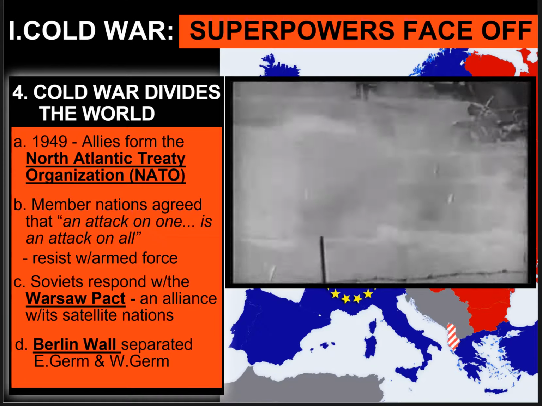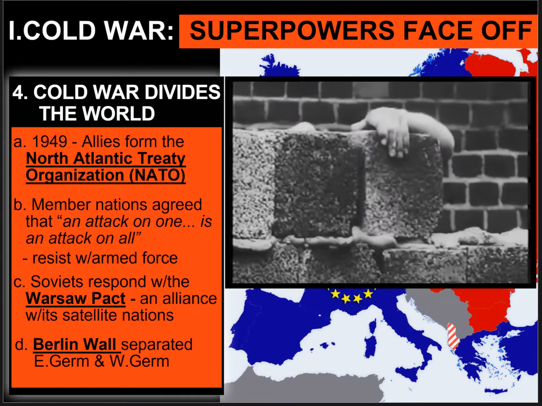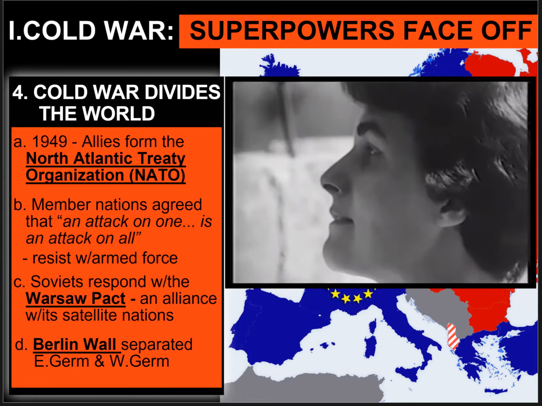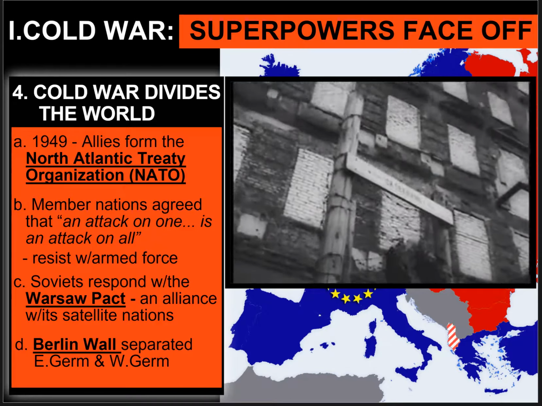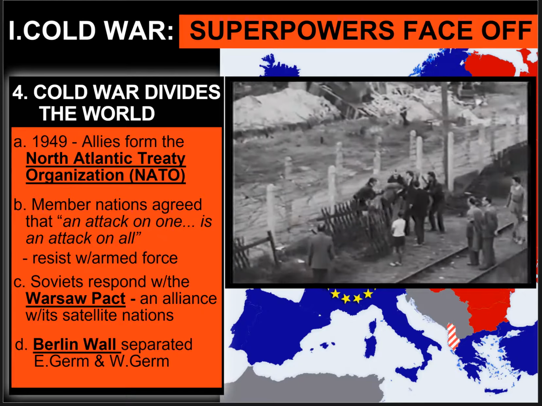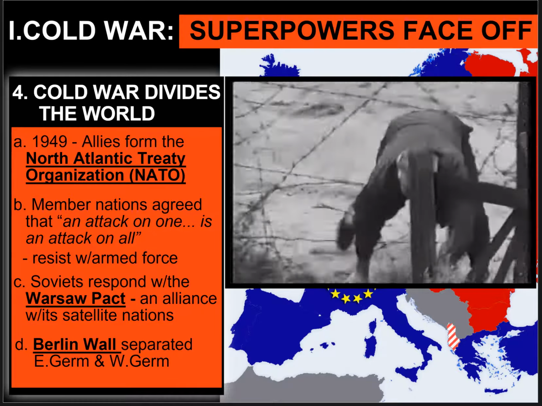In October of 1961, the Soviets began building the Berlin Wall. The wall would become a symbol of the Cold War's brutal reality. The newsreels presented Americans with haunting images of people risking their lives to escape communism.